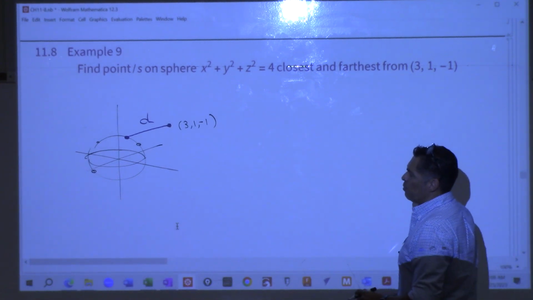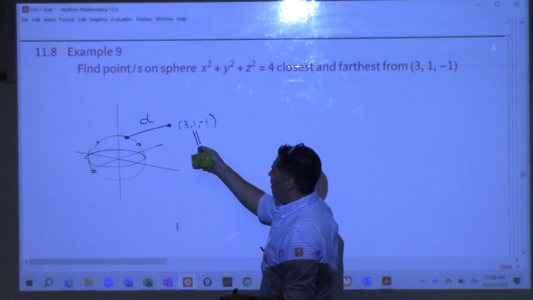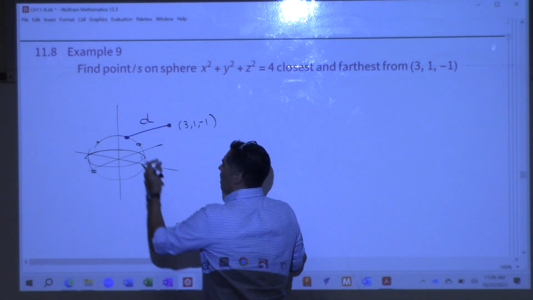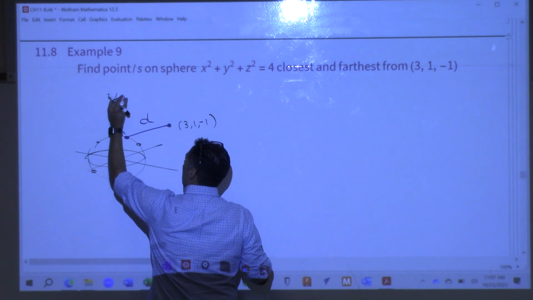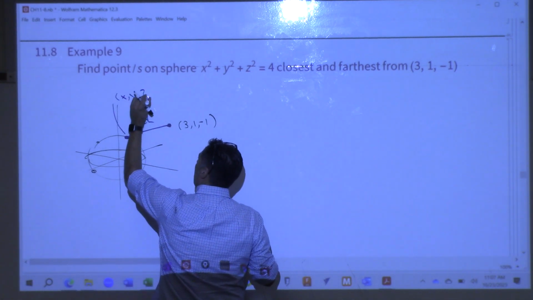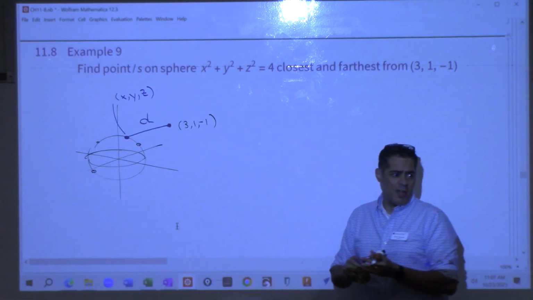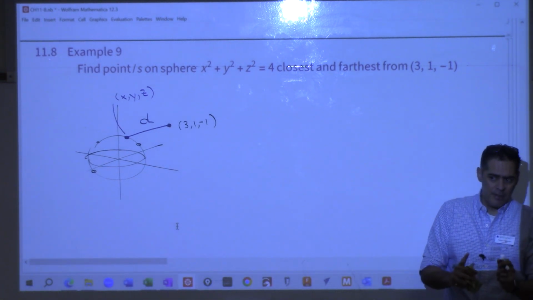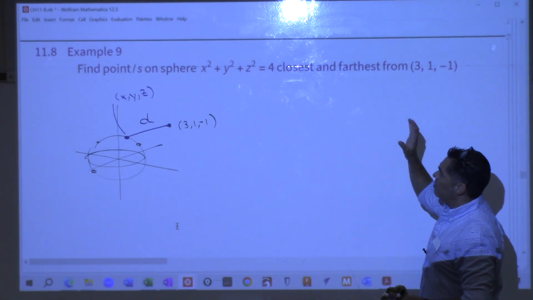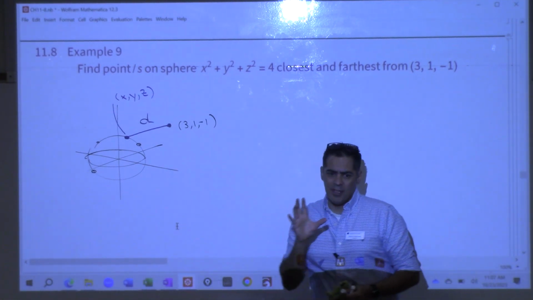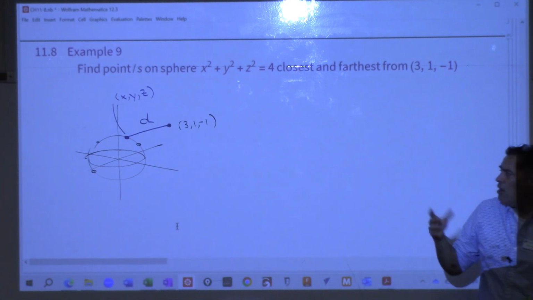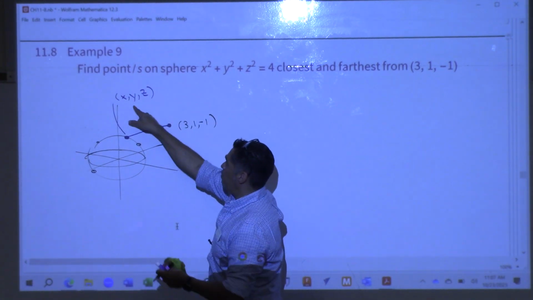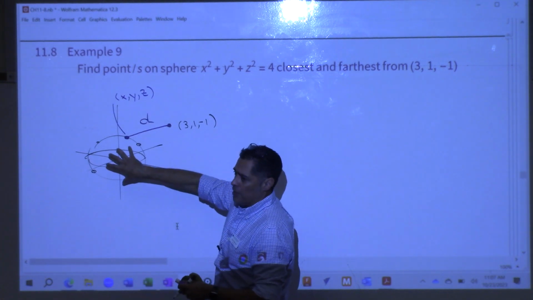So what is the distance between this point and that point? Well, we don't know what that point is, do we? It's arbitrary, so I'm going to label this point x, y, z. Now, I do realize that it lives on the sphere, but that's my constraint. This equation right here is the constraint equation. What's the distance between this point and this point? However, this point must be constrained to this sphere.